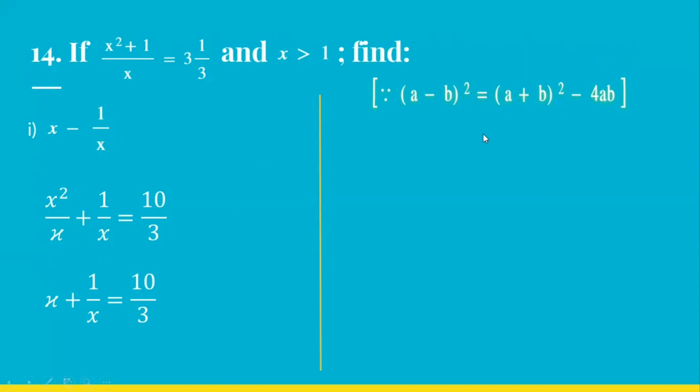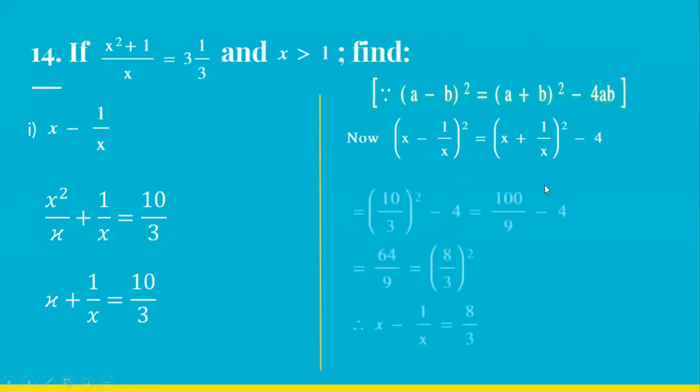Okay, let us put the value. So we get x minus 1 upon x, where a is x, b is 1 by x, is equal to x plus 1 upon x the whole square minus 4. The value of x plus 1 upon x, we know it is 10 by 3. Put it over here. 10 square is 100, 3 square is 9. So 100 upon 9 minus 4.